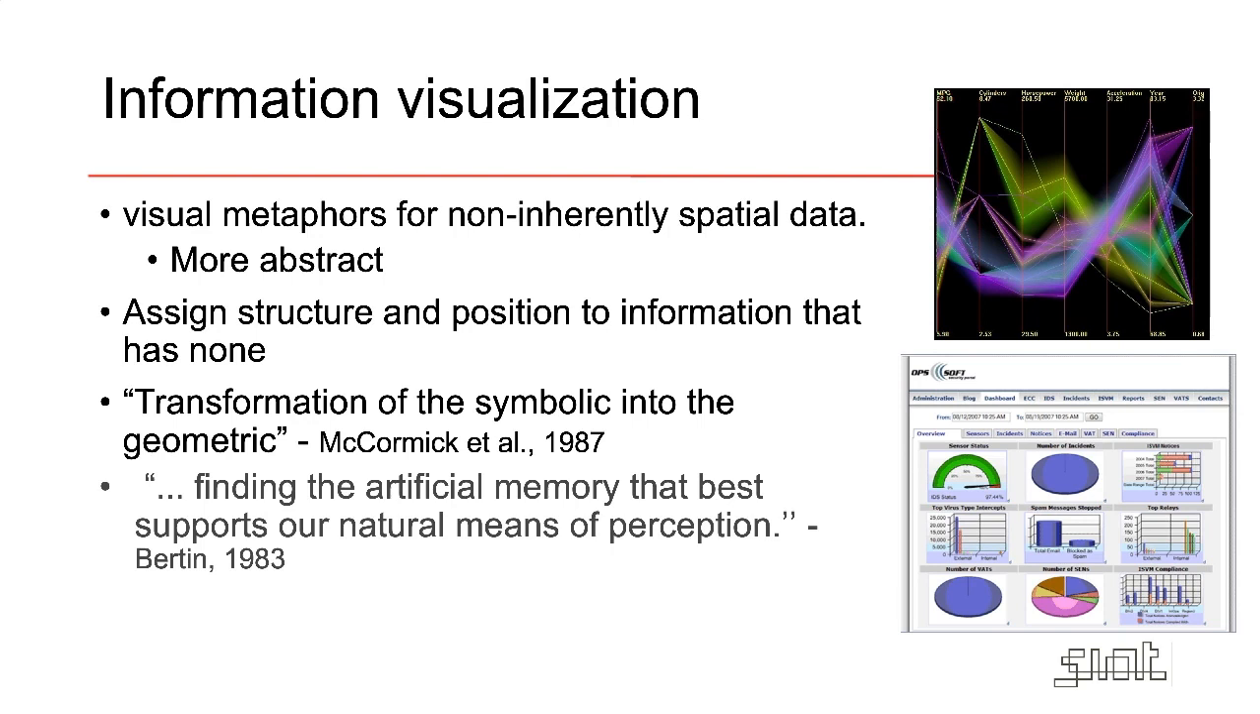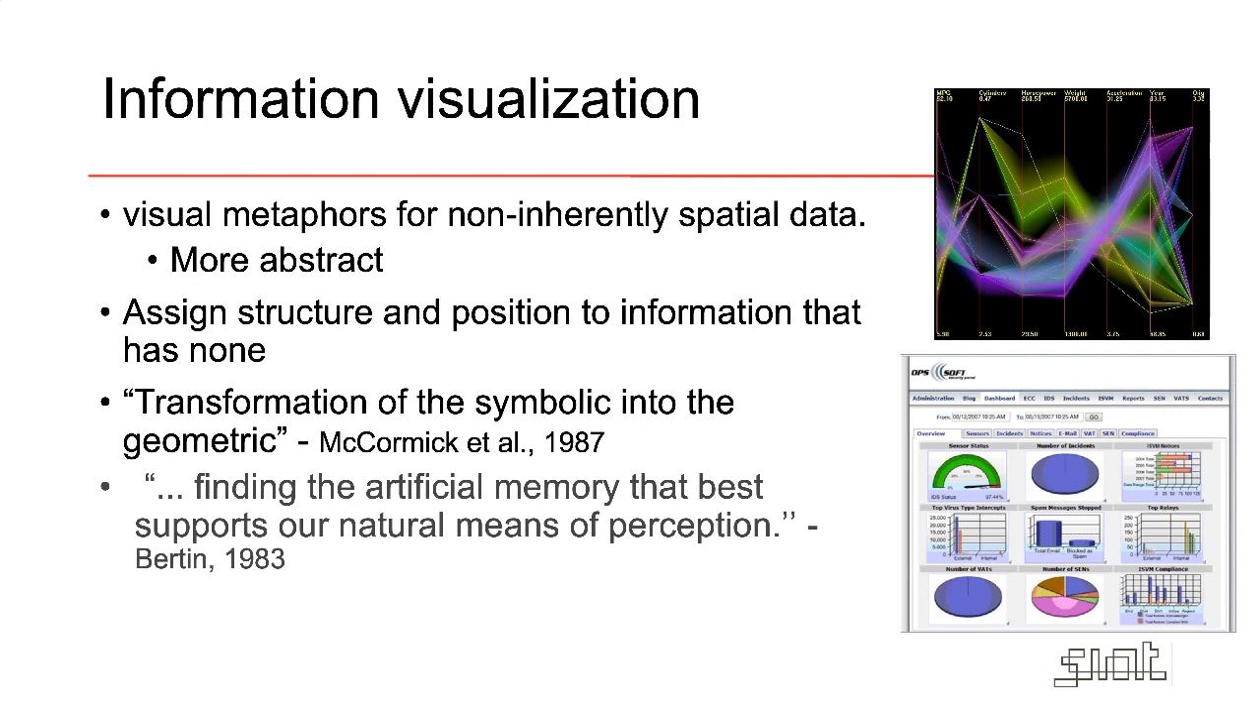Typically, the people who work in this area are interested in abstract visualizations of abstracted data and in creating mappings from the abstract data of the data set to a geometric structure that you create in order to understand the data set. So typically what you do is you assign structure and position to information that doesn't have geometric information. And the transformation of the symbolic into the geometric is what you're doing in information visualization. And in the course, you will be doing a bit of that as you develop visualizations for problems.